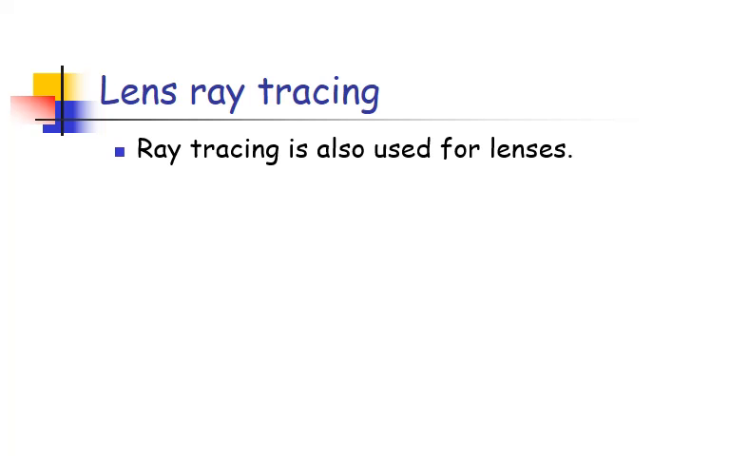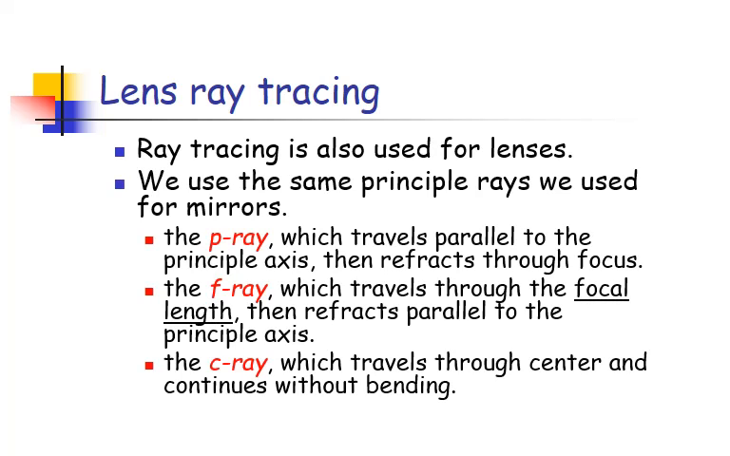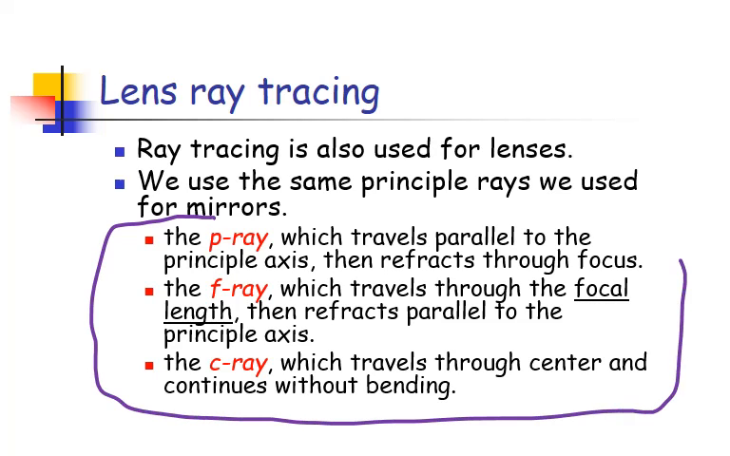We still use ray tracing for this, and so there's going to be a lot of nice carryover. And these are the three rays that we can draw, and it'd be good to write these out. We have the principal ray, we have the focal ray, and we have the center ray. So the principal ray, we go parallel, then we go through the focus. The focal ray goes through the focal length, not the focus, on the left-hand side, and then goes out parallel. And then we have the center ray, which passes straight through the center and keeps on going.